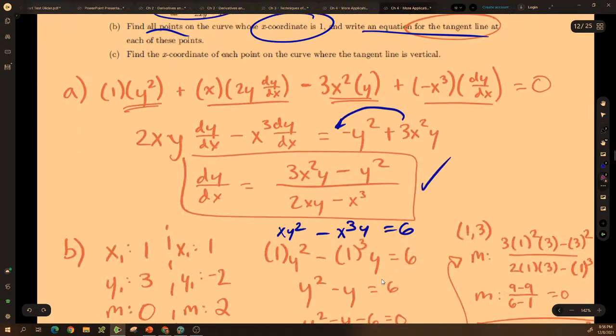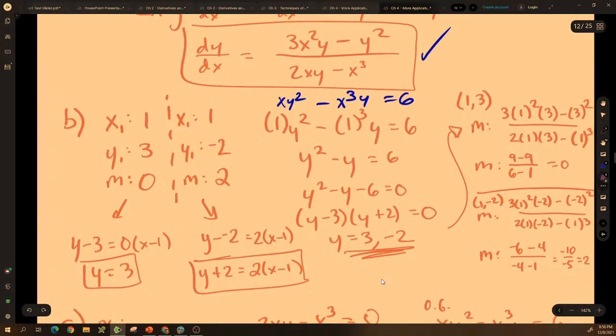So I showed that down here, right? For 1 and 3, I did that right here. Anywhere I see an x in the derivative, I plug in 1. So 3 times 1 squared times, and then anywhere I see a y in the derivative, I plug in 3, minus 3 squared over 2 times 1 times 3 minus 1 cubed. This gives 9 minus 9 on top, over 6 minus 1. That's 0 over 5, which is 0. When 0 is on top, it's 0. So for this first x1, y1, and m, I'm going to put my m as 0.